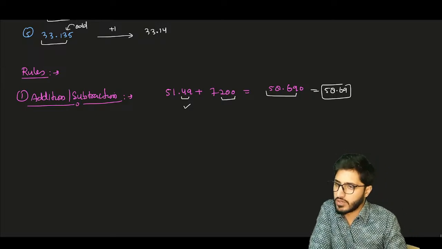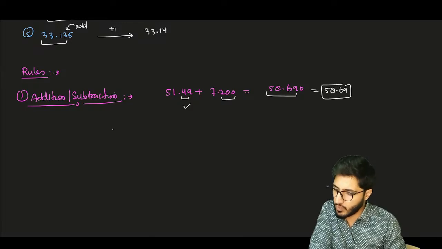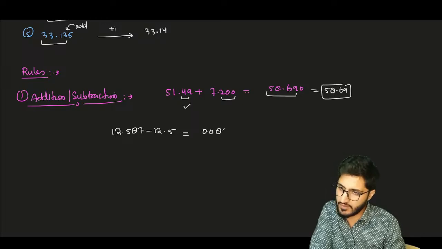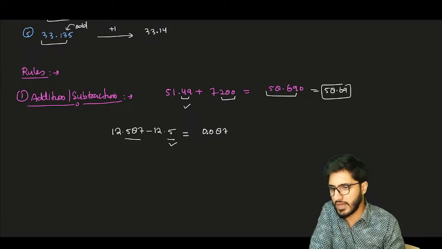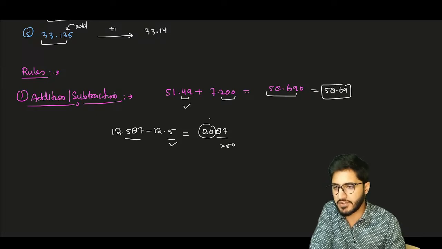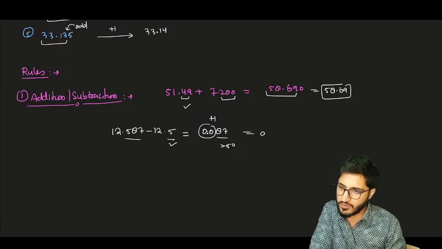Okay, now one more. If we are having 12.587 minus 12.5, its answer would be 0.087. Up to decimal we are having 3, we are having 1, so we have to do up to 1 only. This digit is greater than 5, so we have to increase the preceding by 1. So my answer will be 0.1.